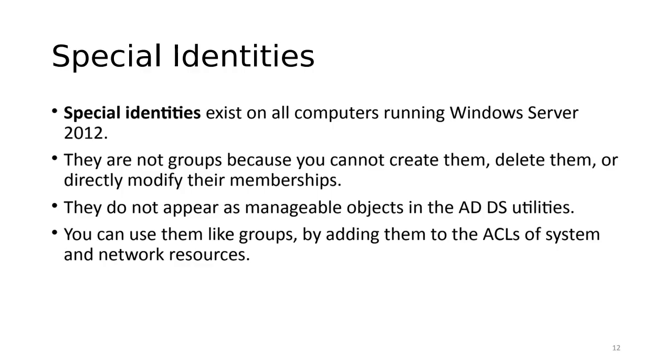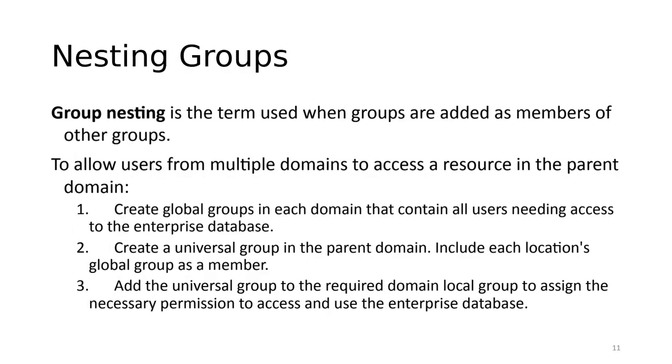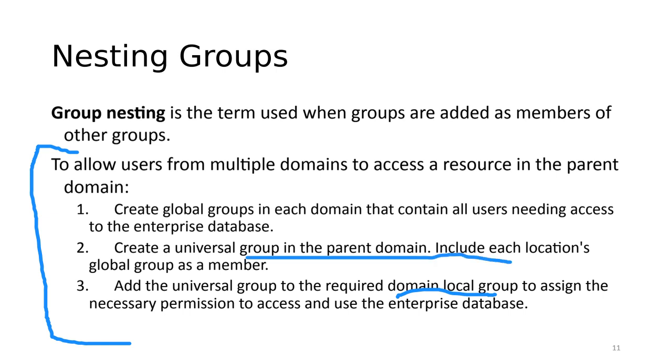Let's continue. Group nesting, we have already mentioned: you have a group inside a group. And this is the order, please. This is important. This is the order of permissions. First, you do domain local, and then you create a universal group, and then you have the global group in each domain.